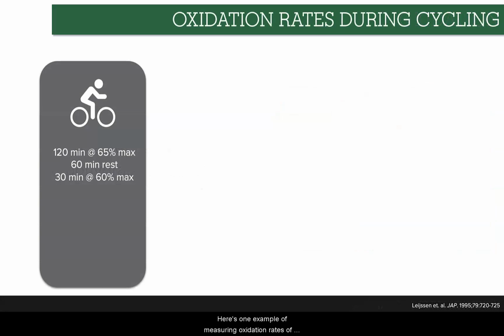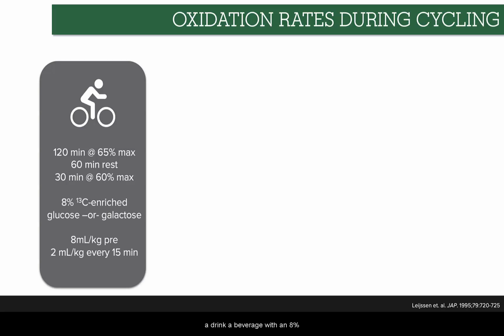Here's one example of measuring oxidation rates of slow and fast carbohydrates from a research study where subjects cycled for 120 minutes at 65% of their maximal workload, rested for 60 minutes, and then cycled again for 30 minutes at 60%. They drank a beverage with an 8% concentration of labeled glucose or galactose at the end of the warm-up and every 15 minutes during the 120-minute ride. Blood and breath samples were collected every 30 minutes.